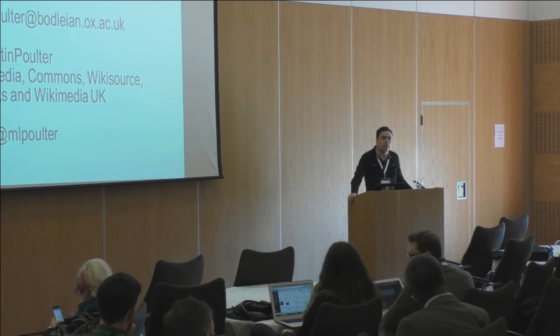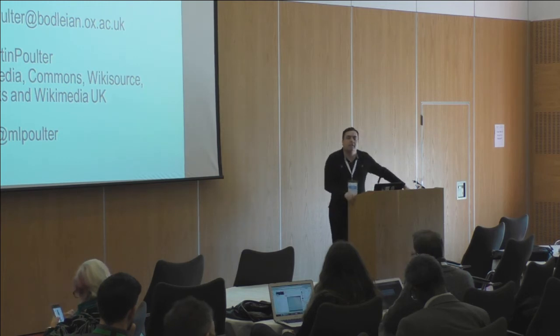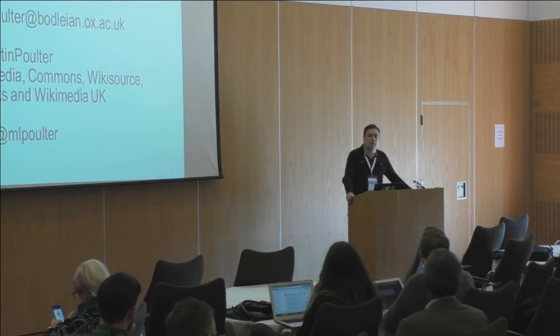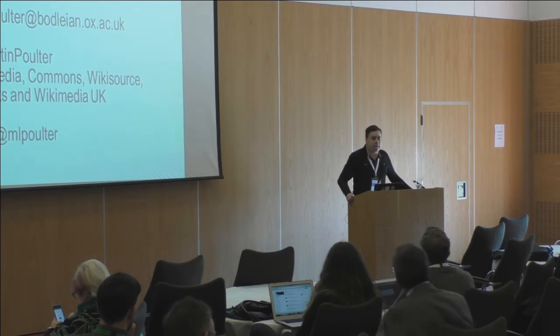So, sorry, can I follow up? Oh, yeah, please do. One of the restrictions within Wikipedia is that it's one article per subject. So, in Wikibooks, could you say, ask your class to create a book about a subject that already exists? That's a really good point, yeah.